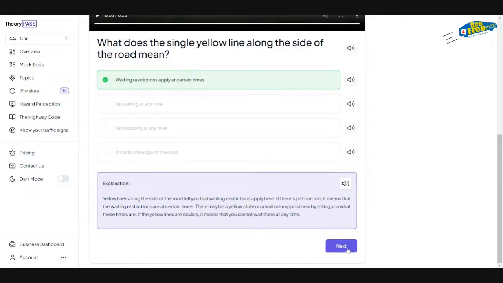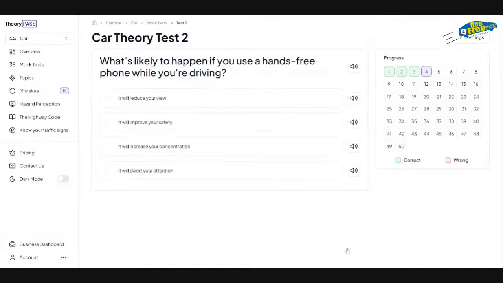Okay, let's move on to the next one. You can always go back and watch the video, and if you get any of these wrong, you can look at the explanation. So, what's likely to happen if you use a hands-free phone while you're driving? We always think common sense, we always think safety. It's the bottom one. It will divert your attention. It's not going to increase your concentration. It won't improve your safety. And it will reduce your view. Well, if you're looking at the phone, in a way, it does reduce your view, but the correct answer is it will divert your attention.